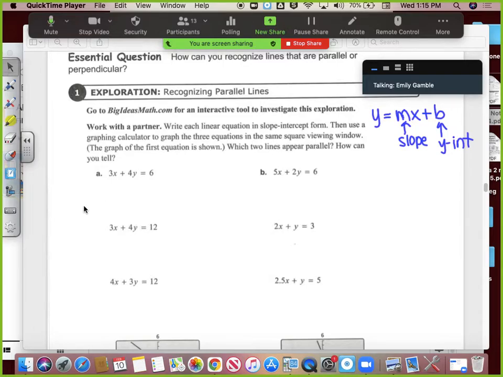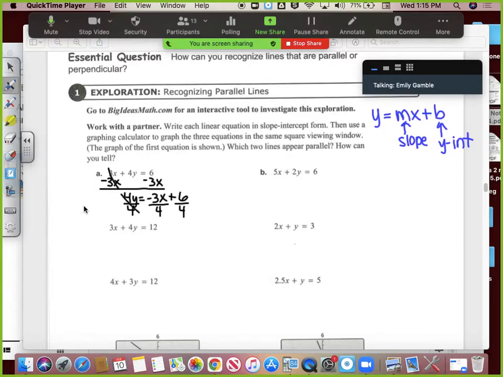So for letter A, to create this equation and put it into slope-intercept form, what we're going to do is solve for y by first moving all of the x numbers to the other side. So I'm going to subtract both sides by 3x. I get 4y equals, I'm going to rewrite the negative 3x first, so it's negative 3x plus 6. And then to get rid of the 4, I'm going to divide everything by 4.